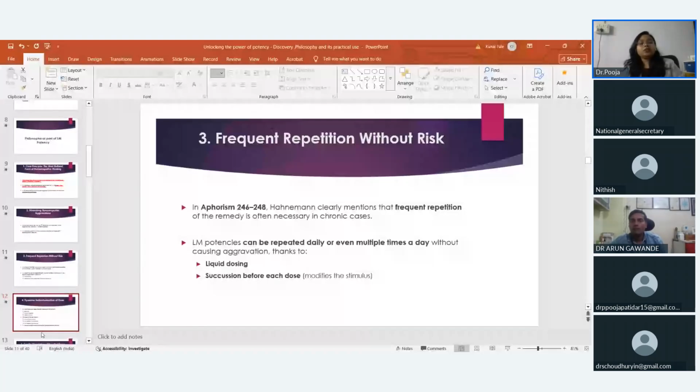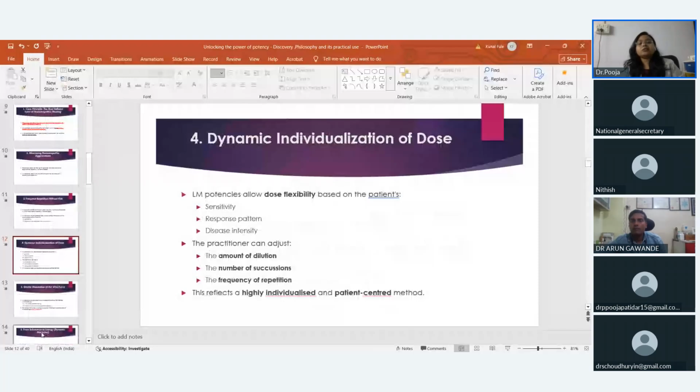Then the dose of this potency is very flexible, and it is based on the patient's reaction. That means the sensitivity and response pattern of the patient, and the disease intensity. The practitioner can adjust the amount of dilution, the number of succussions, and the frequency of repetitions. It reflects that it is a highly dynamized, individualized, and patient-centered method.